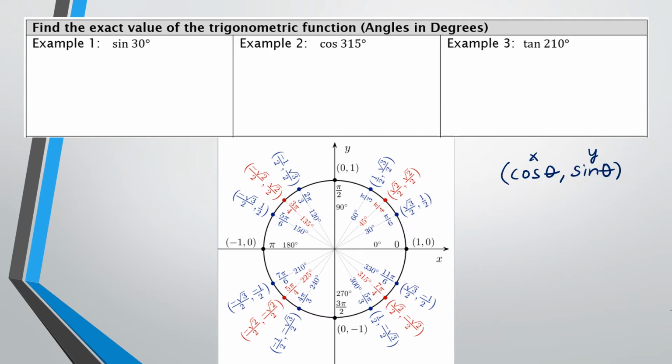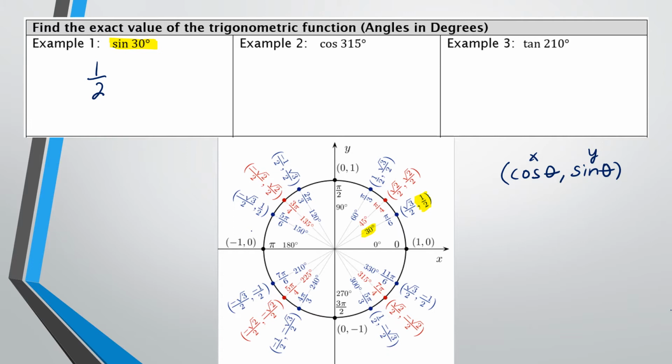So what we're going to do is just find these degrees, find these measurements on the unit circle, and we'll be able to look at the ordered pair and almost immediately get our answer. So for the sine of 30, first thing you need to do is find 30 degrees on the unit circle, which is right here. And then remembering that sine is your y value, you're just going to take the y value of that ordered pair, and that is your answer. So the answer to example 1 is 1/2.